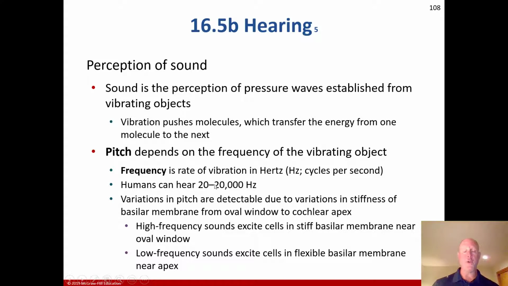Humans can hear from 20 to 20,000 hertz. Below 20, you're not going to hear it. Really low, like bass. And at 20,000, like treble, really high up there. You're not going to hear above 20,000, at least generally speaking.